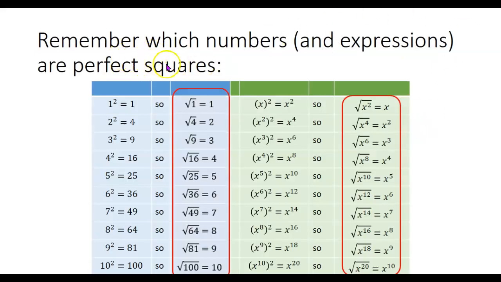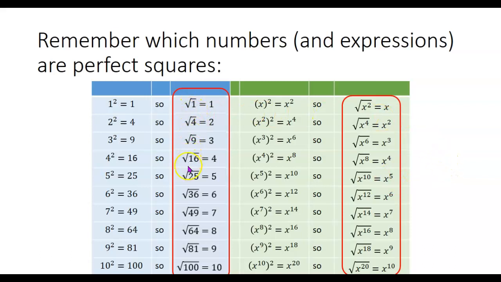Now, remember which numbers are perfect squares. Those are the numbers that we can take the square root of and just get a nice whole number answer. Like, because 5 squared is 25, that means whenever you see the square root of 25, you can say, oh, that's just 5. And with expressions, x to the 5 squared is x to the 10th power. So whenever you see the square root of x to the 10th power, you can say, oh, that's just x to the 5th power.